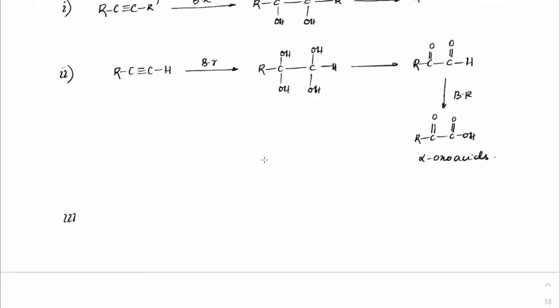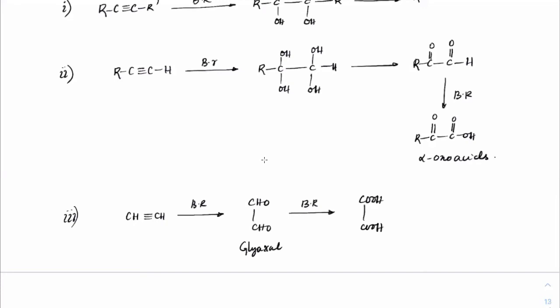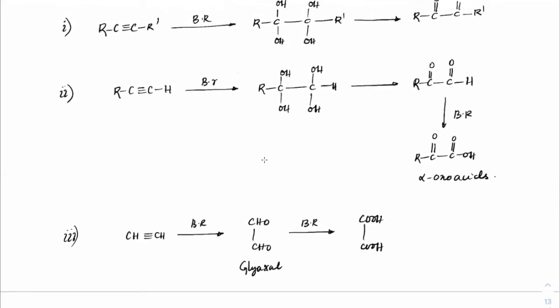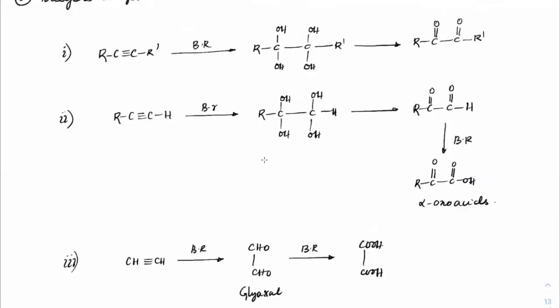In case there is aldehyde on both sides, like CH triple bond CH treated with Baeyer's reagent, first it will form glyoxal. And again, since it is an aldehyde form, Baeyer's reagent will further react to give oxalic acid, COOH, COOH. So in case of alkynes, we get oxalic acid when treated with Baeyer's reagent.